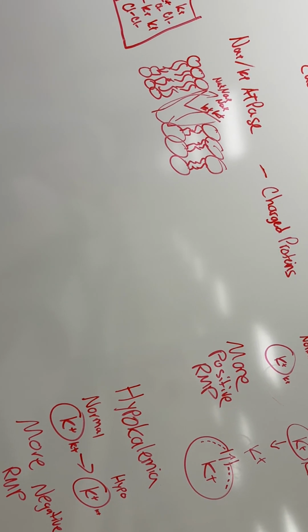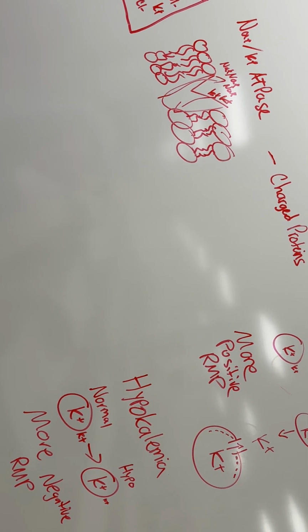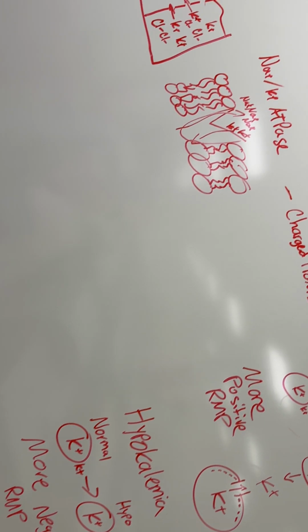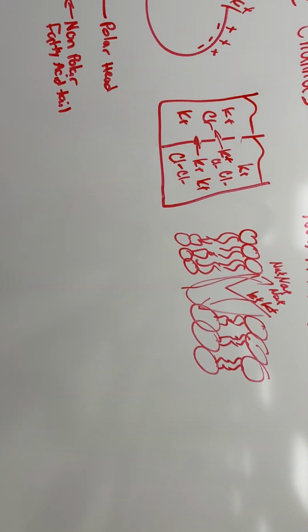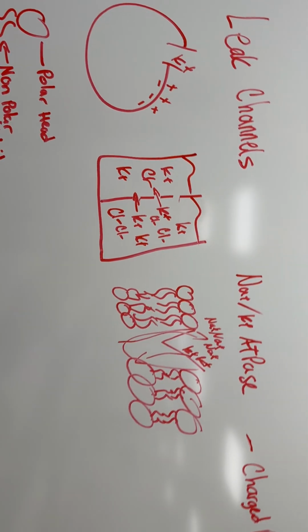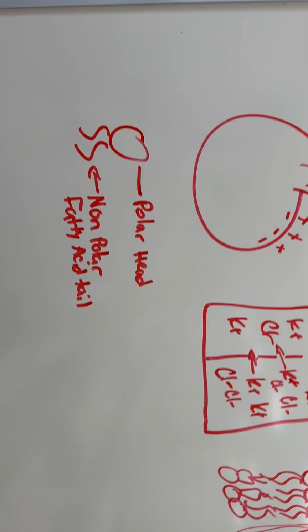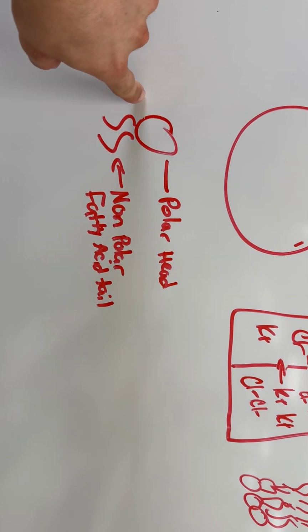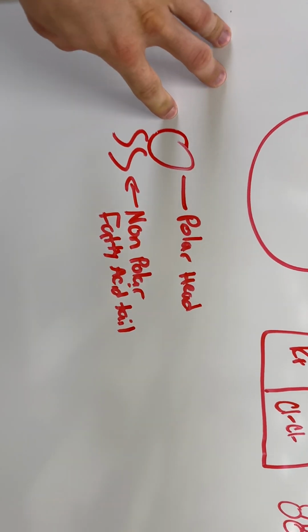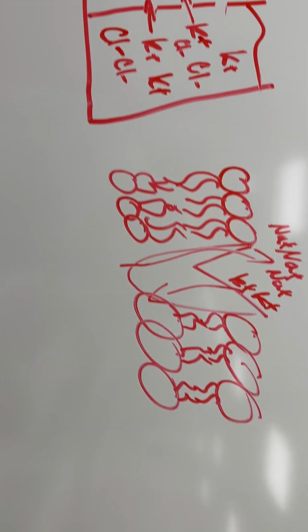So next, what properties and characteristics of the cell membrane account for the resting membrane potential's development? So the characteristics of the cell membrane that account for the resting membrane potential's development is the fact that the cell membrane is made up of phospholipids. So these have a polar head and a non-polar fatty acid tail.